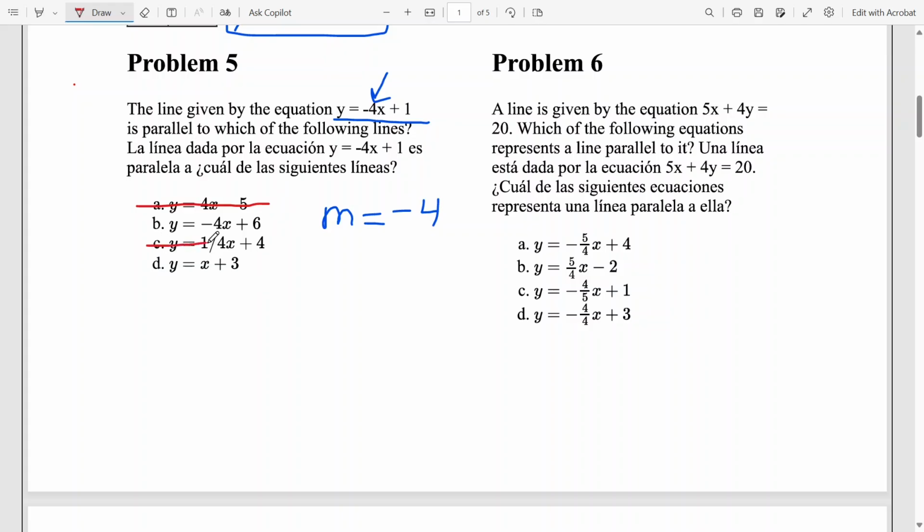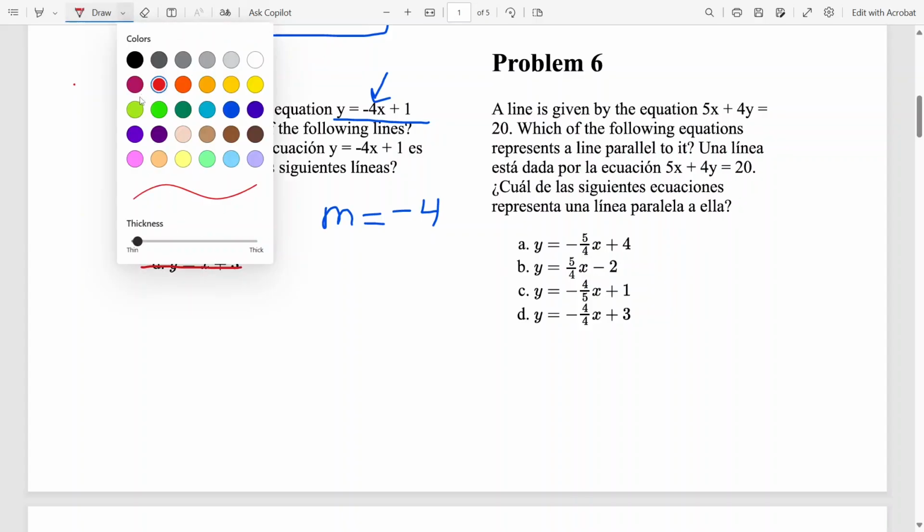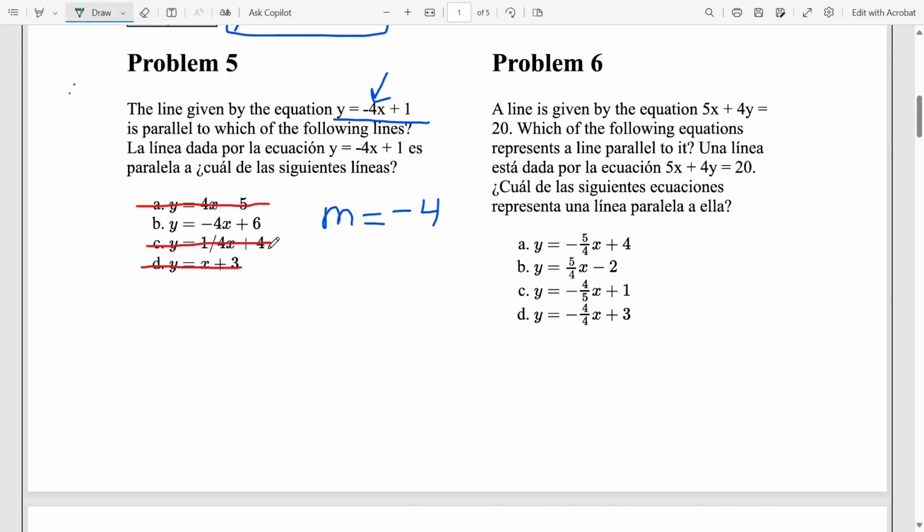Third one, the slope is 1/4. That one doesn't work. Problem D, the slope is 1. That one doesn't work. But the one that has a slope of -4 is y equals -4x plus 6. So that's answer B. So we're going to select that one.